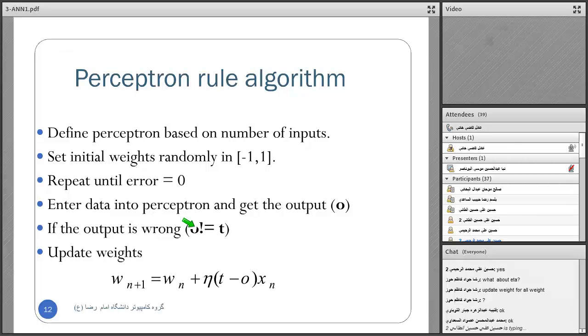Okay, now we will have an example about this algorithm, so you can see how this algorithm works.